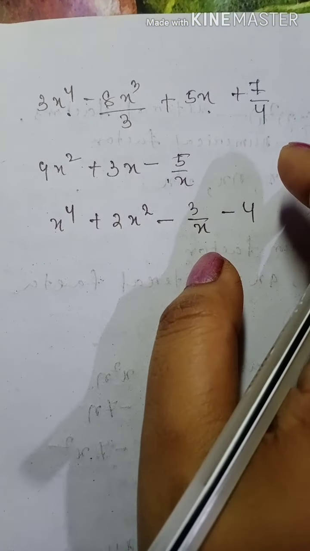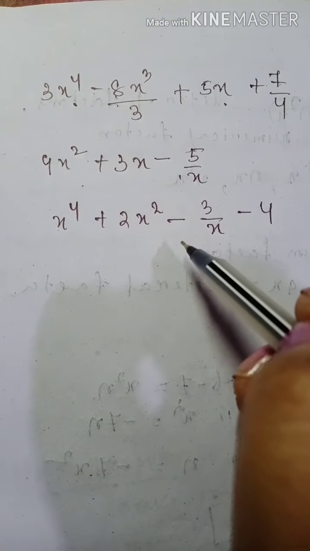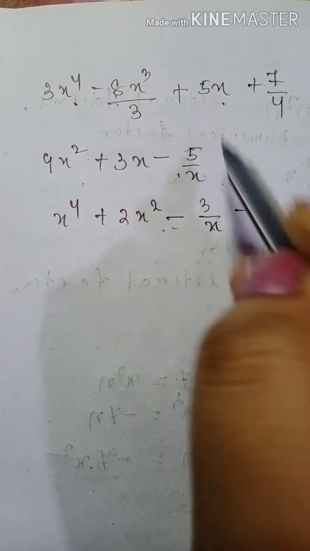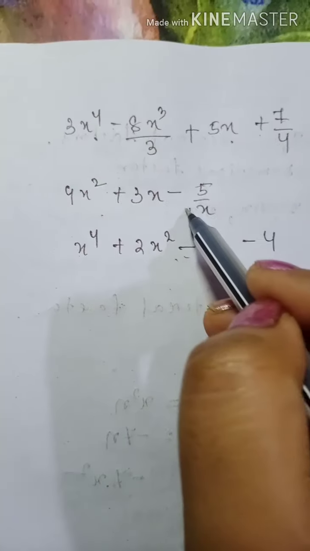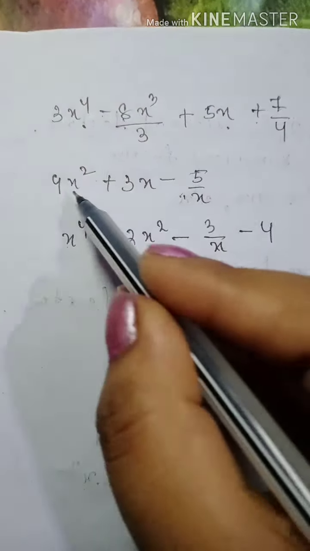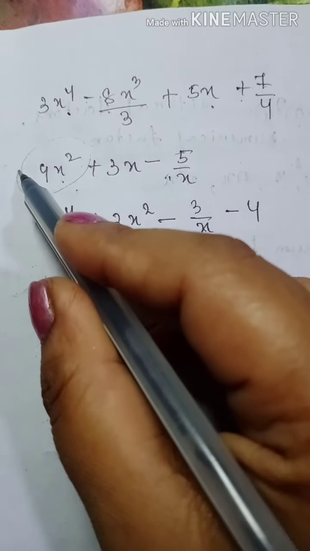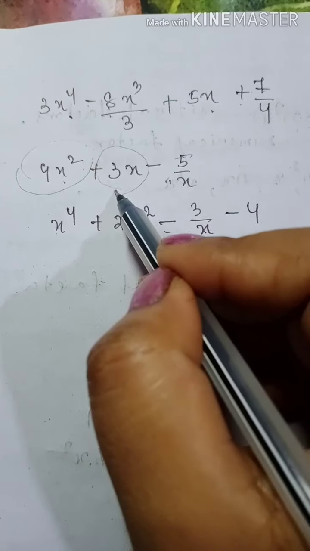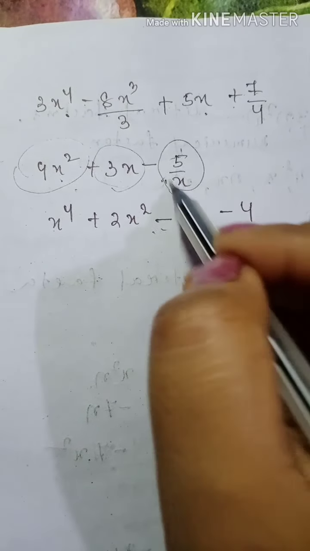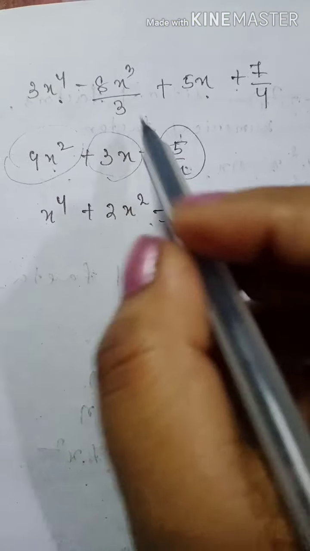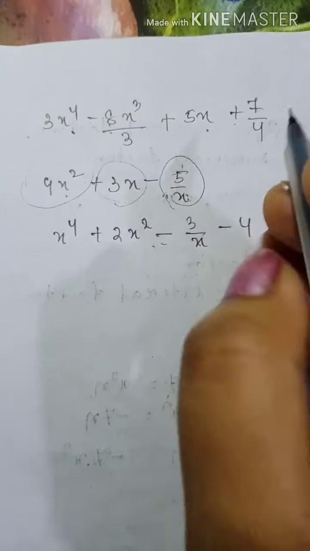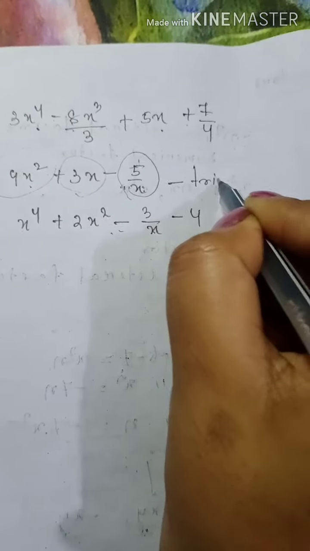Okay. As I told, this is a polynomial, or it is a trinomial. How can you check? See, here 4x^2 is a term, 3x is a term, 5 by x is also a term. Here there are 3 terms, so this is a trinomial.